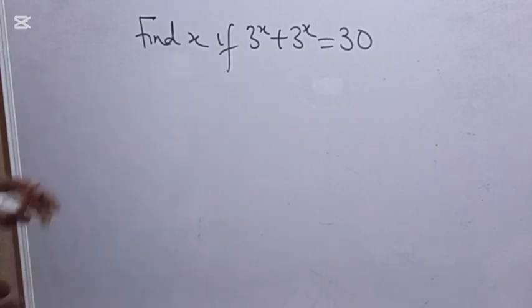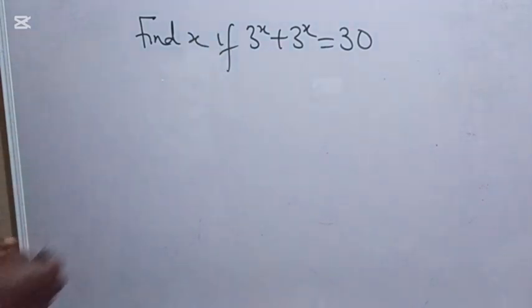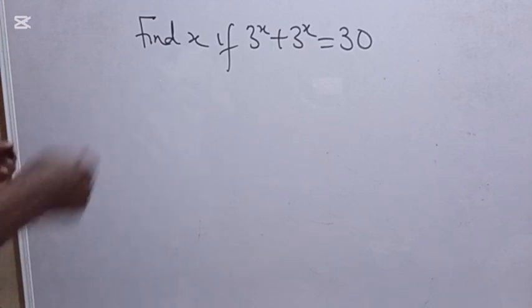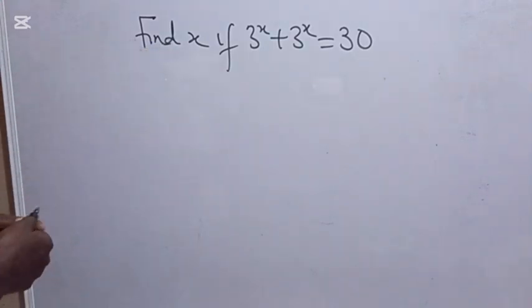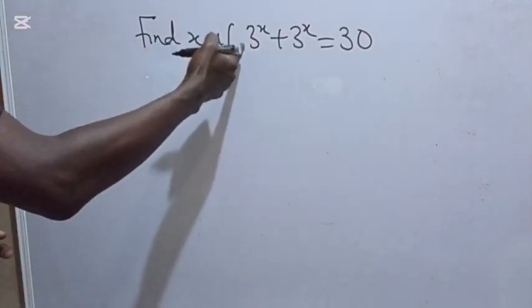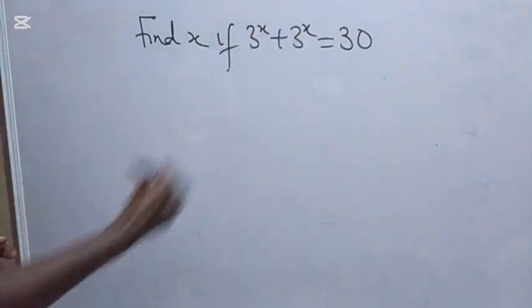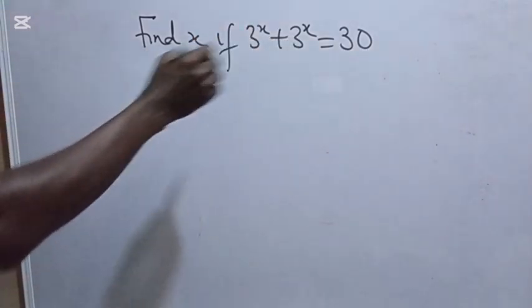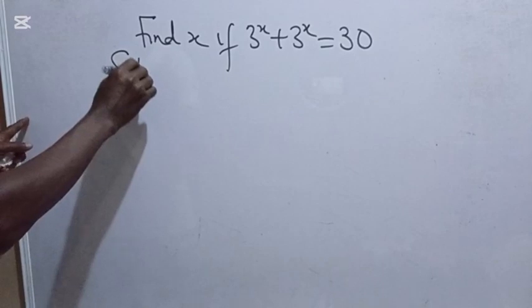In this video, we want to find the value of x if 3 raised to x plus 3 raised to x is equal to 30. This is an exponential equation. Now, to do this, let's look at the equation given to us: 3 raised to x plus 3 raised to x equals 30. Don't make the mistake of saying this is 6 raised to x, that will be wrong. So let us evaluate it like this.